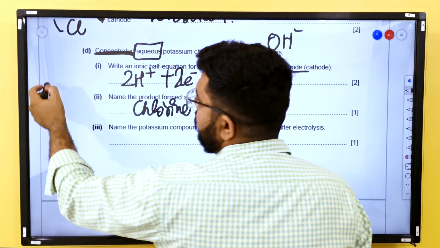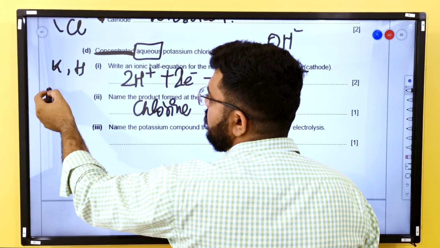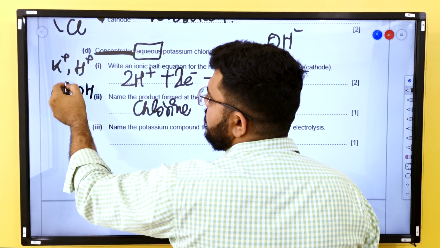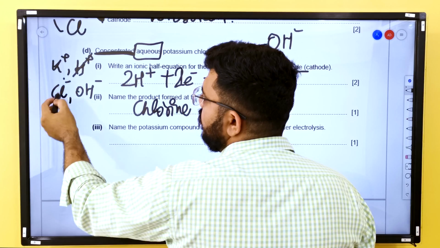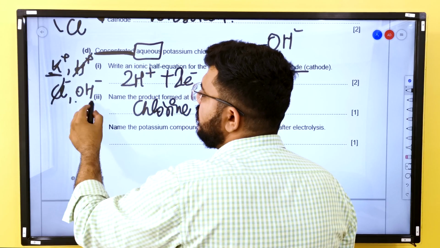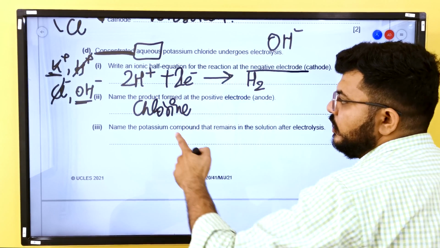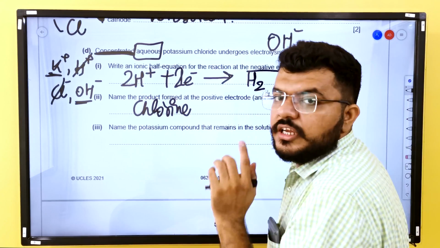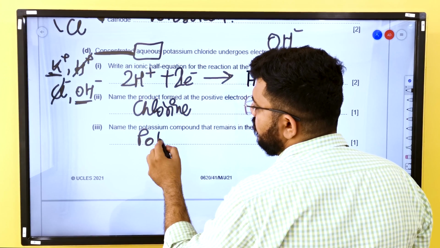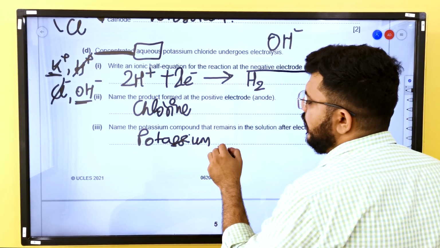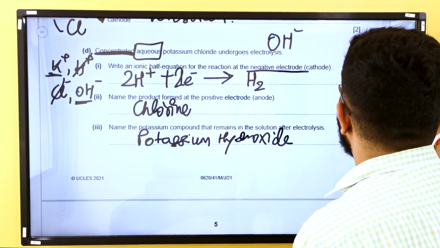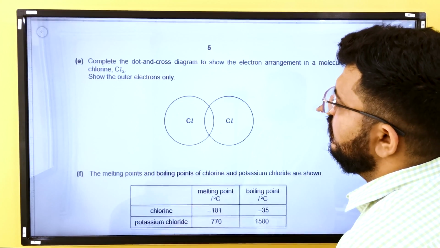So what are the ions? You have potassium, you have hydrogen, you have chloride, and you have OH minus. These are the positive ions and these are the negative ions, out of which hydrogen and chlorine get formed at the cathode and anode respectively. So what is remaining in the solution? Potassium hydroxide. They have written name the potassium compound, so try to write the name, not the formula. I'll write potassium hydroxide. That is the compound forming. Okay, let's see the next question.